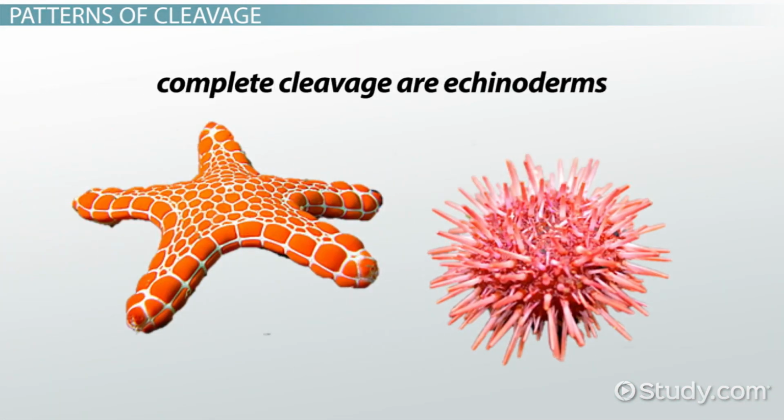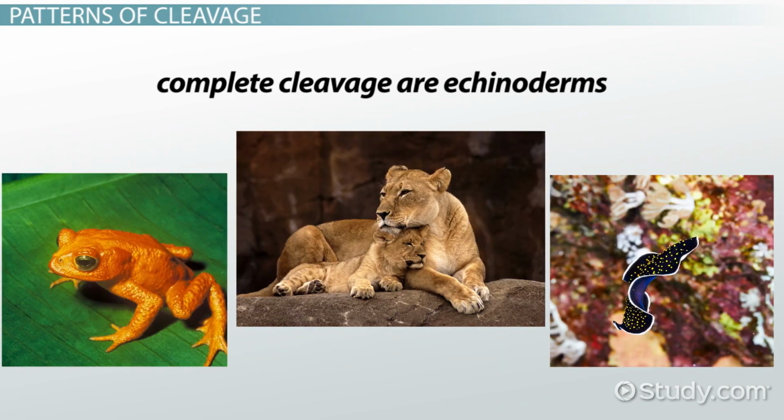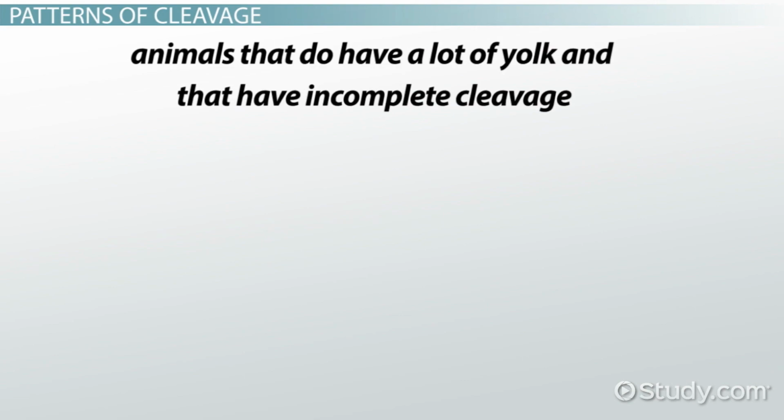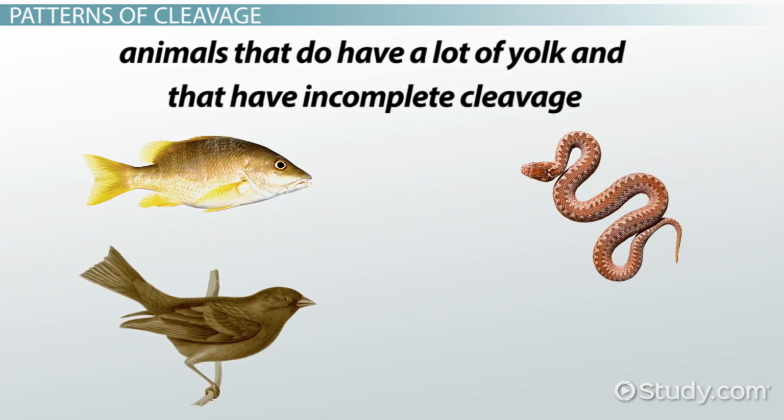Animals that tend to have complete cleavage are echinoderms, so sea stars, urchins, and the like, flatworms, mammals, and amphibians. These guys don't have a lot of yolk in their eggs. On the other hand, animals that do have a lot of yolk and that have incomplete cleavage are things like fish, reptiles, birds, and even insects.